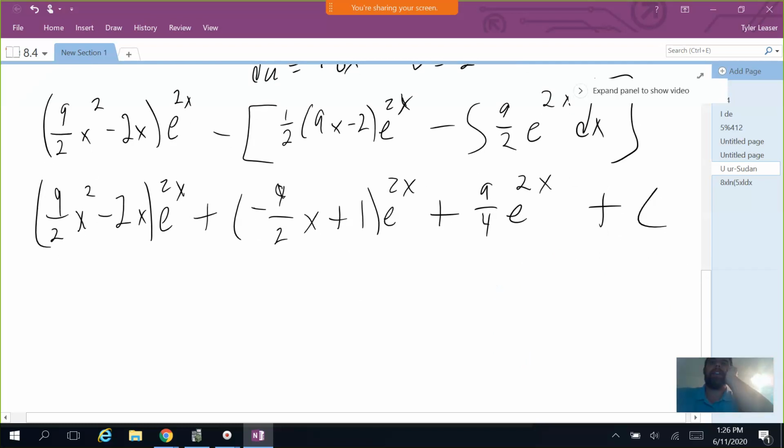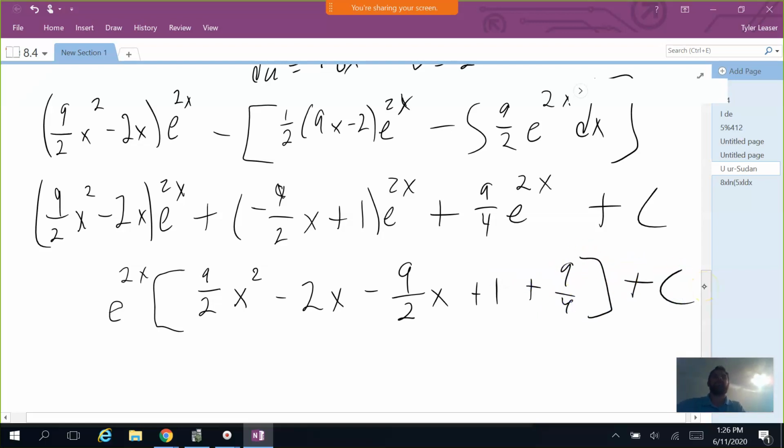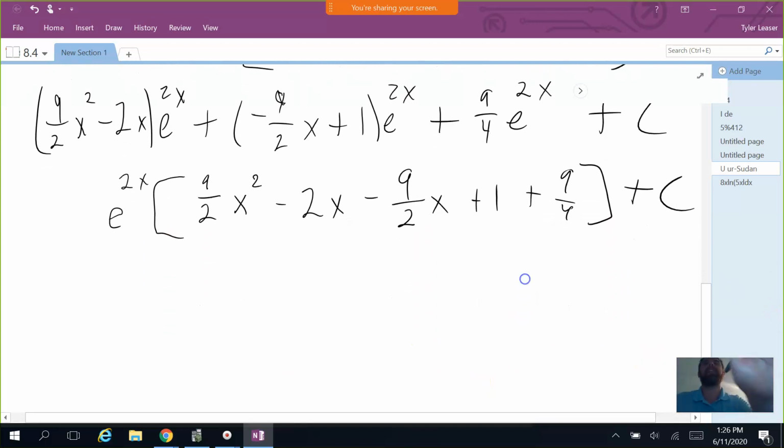All right, so I know that's kind of everywhere and kind of ugly looking. So what I'm going to do just to make it look a little bit nicer is every single one of those terms has an e to the 2x in it. I'm just going to factor that all the way into the front. Then I'm going to have the polynomial 9/2 x squared from here, negative 2x, negative 9/2 x plus 1, and then plus 9/4. All right, so that's just factoring e to the 2x out of all of that to make it so I can combine like terms a little bit easier.